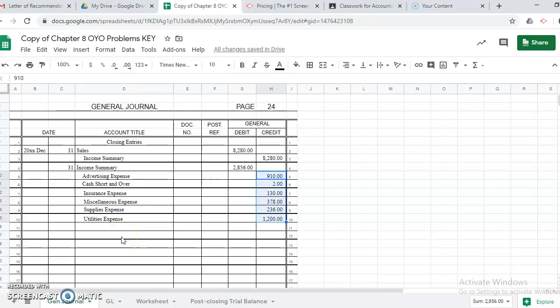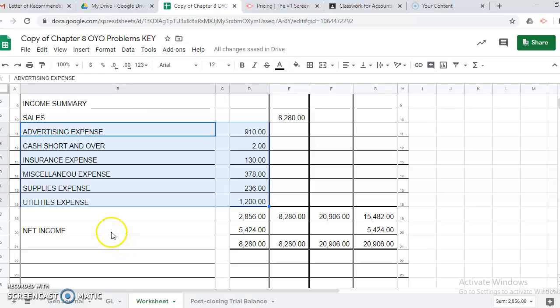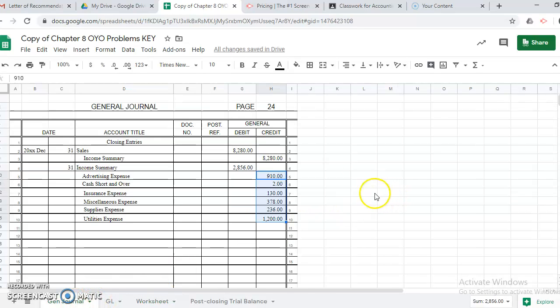All right, third step, we have to say, okay, do we have a net income? Do we have a net loss? And how is that going to affect capital? So if I look at my worksheet, I can see I have a net income of $5,424. But where this number comes from that you need to understand is it's our sales minus our total expenses. So if I went out over here and said, okay, sales is a credit, and I subtract this out, it's $54.24.